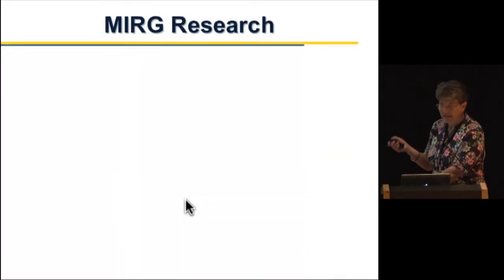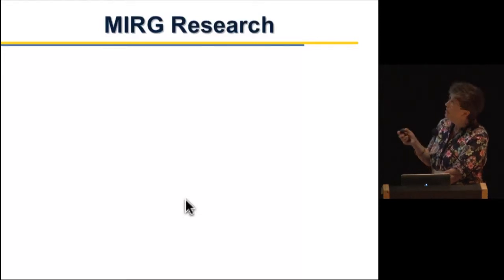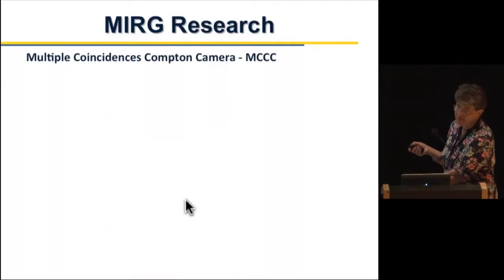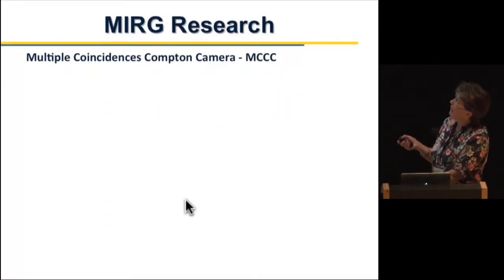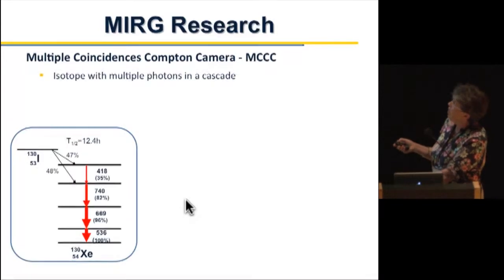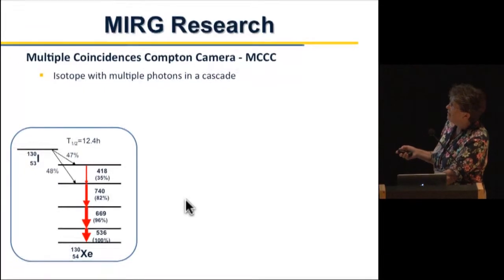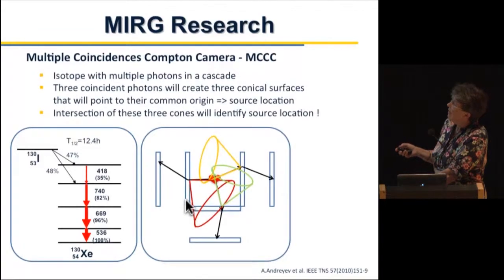Well, at every topic, I will try to tell you a little bit about MIRC, the Medical Imaging Research Group, our group research. Actually, we have been investigating the Compton camera, in particular the multiple coincidence Compton camera, where you have an isotope, and there are quite a few of those, which decays through a series of lines. Those lines will create a cascade of photons. They all should be recorded in coincidence.